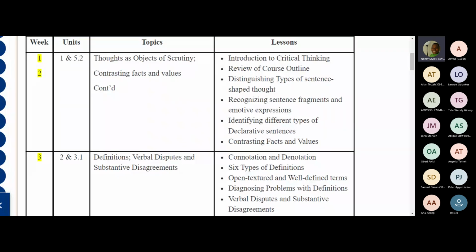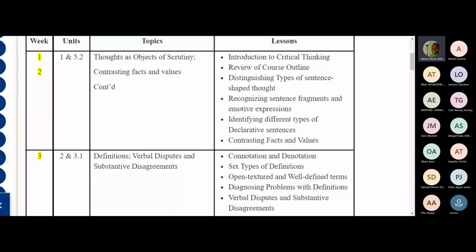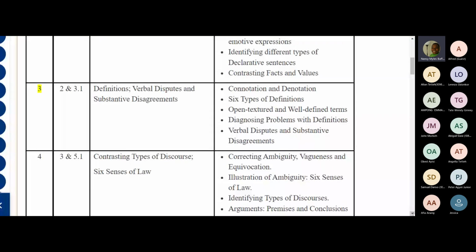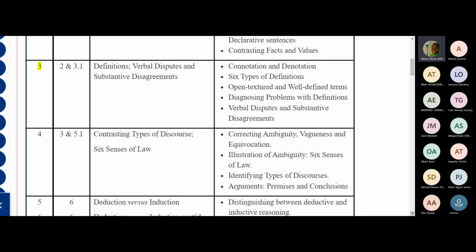If we go and see critical thinking, now you say you did it's a pass, but it's not good. So we want you to do well. I'm telling you all that I think I'm able to help you with to do well. Week 3, then we look at definitions, verbal disputes, and substantive disagreement. That's the topic. These are the specific lessons for the topic. You should know connotation and denotation, the ways of defining.